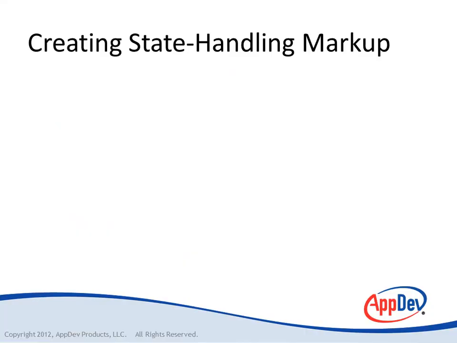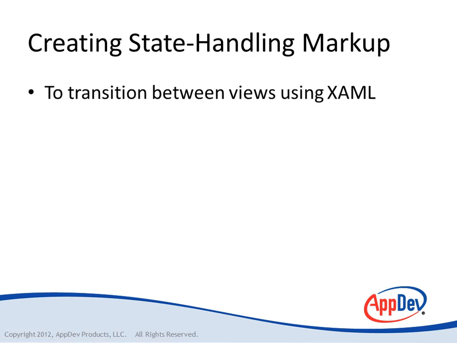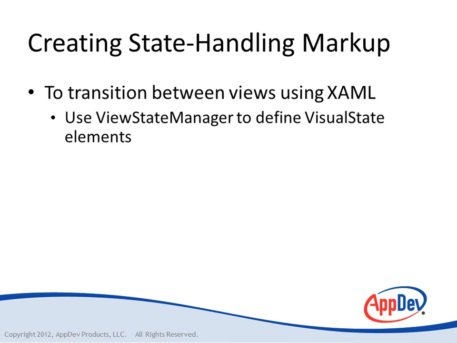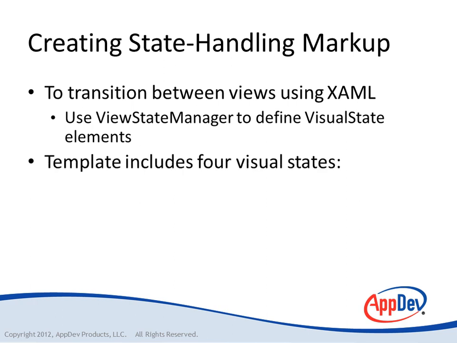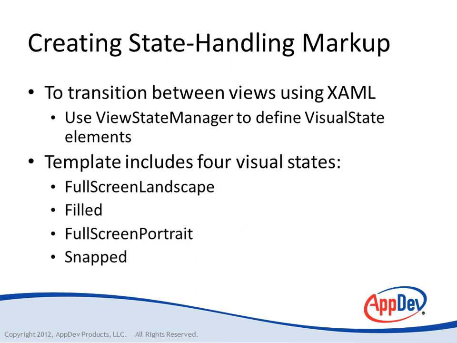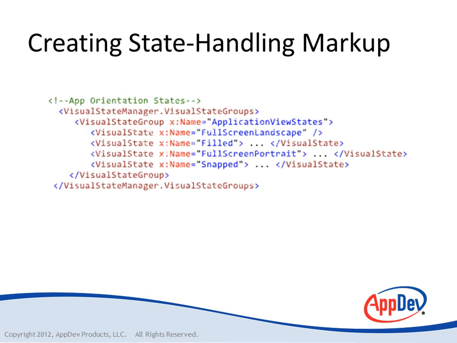I'm guessing at this point you want to know how to make this happen in your own applications. To transition between views using XAML, you use the View State Manager to define visual state elements. The template already includes 4 visual states, and they'll be empty when you create a new page. It'll be full screen landscape, filled, full screen portrait, and snapped. By default, that section would look something like this. You'll have a Visual State Manager.Visual State Groups element, within there a single visual state group named Application View States.